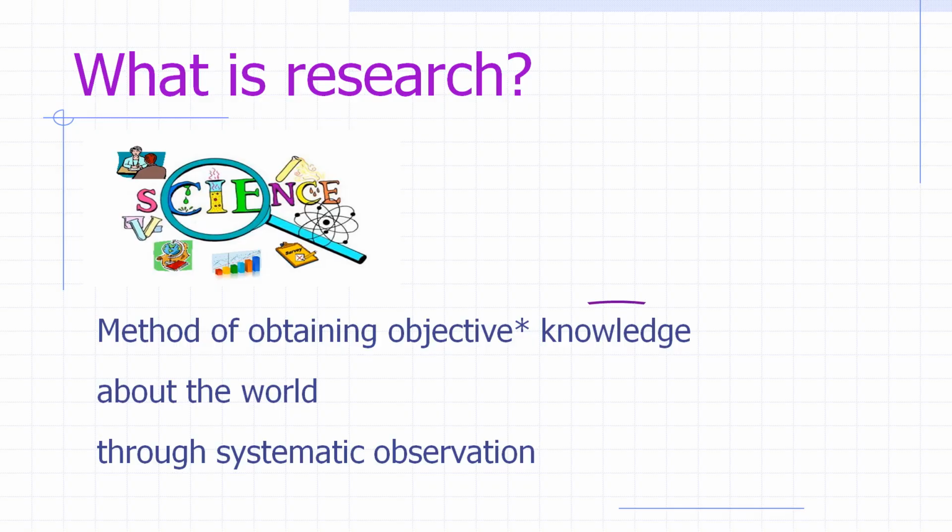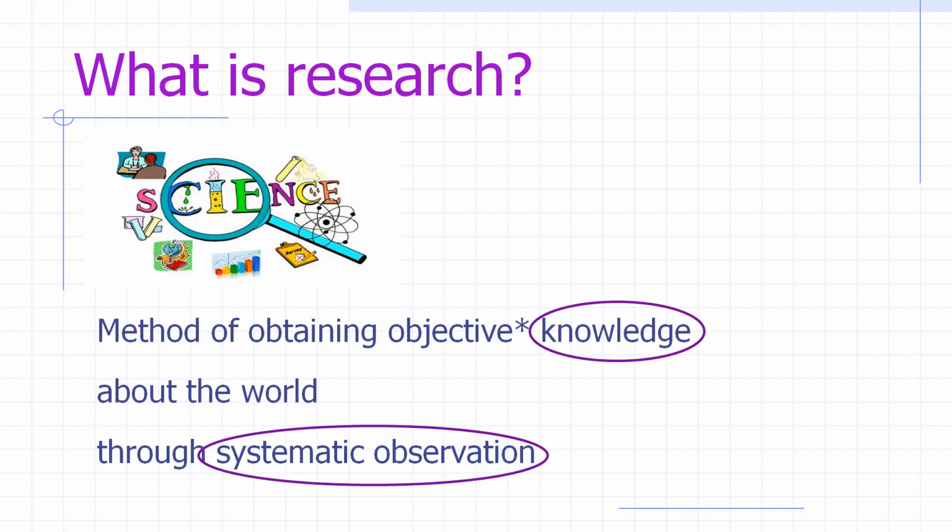Now, a key word in this definition is the word knowledge. This is important because the purpose of research is to know something we didn't know before. And the way we do this is through observation that's systematic. I know I just flipped those two words, but essentially this just means that there are procedures that are followed, certain rules, an order to the way we go about obtaining that knowledge.